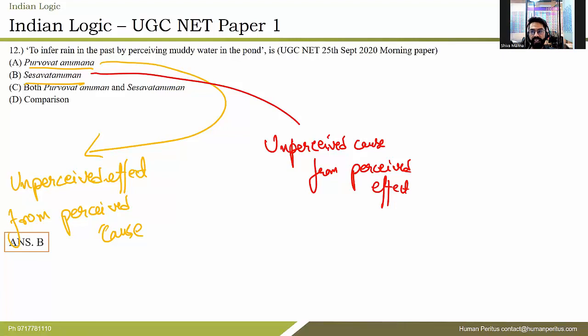If you see muddy road, wet road, overflowing water, then you can think that there would have been rain which would have caused this. And Purvovat Anumana actually is if you see dark clouds in the sky, you'll say that it is about to rain. So you are perceiving something, right? So what they have mentioned in the question, to infer rain in the past by perceiving muddy water, is nothing but Sesavat Anumana.